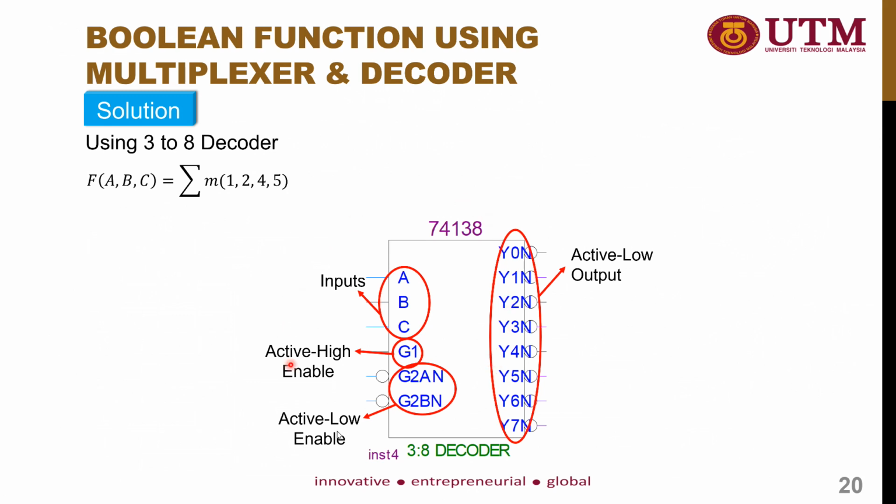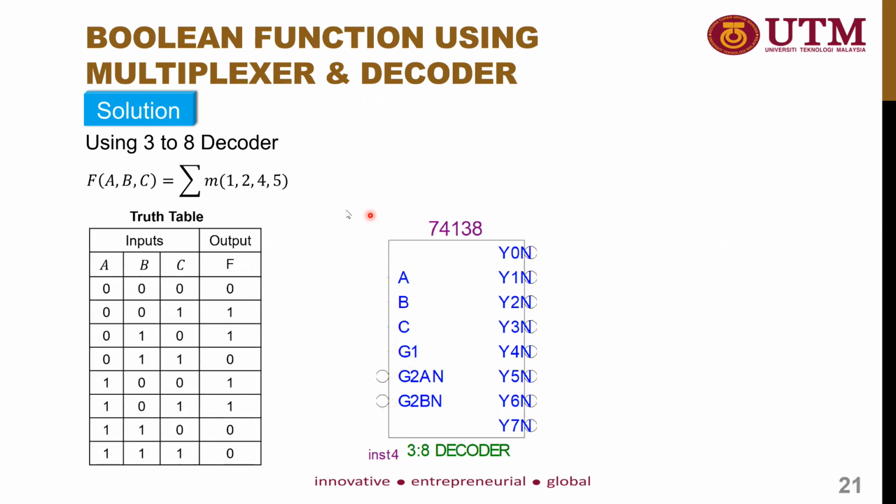So, by using this IC, how to design the decoder circuit? Let's take a look at the next slide. The procedure of implementing the 3 to 8 decoder circuit for this expression is similar to the previous example, where the first procedure is to create the truth table. As we already showed how to create the truth table in the previous example, we already have the output of the expression.